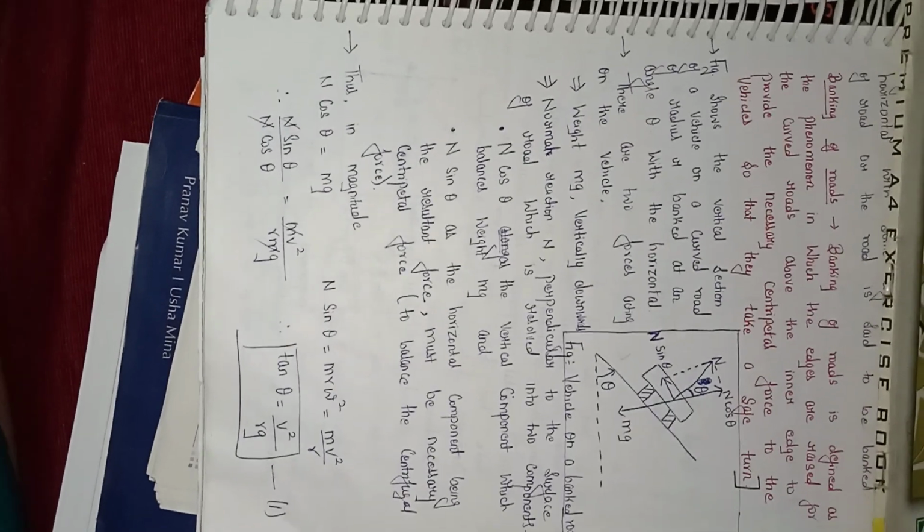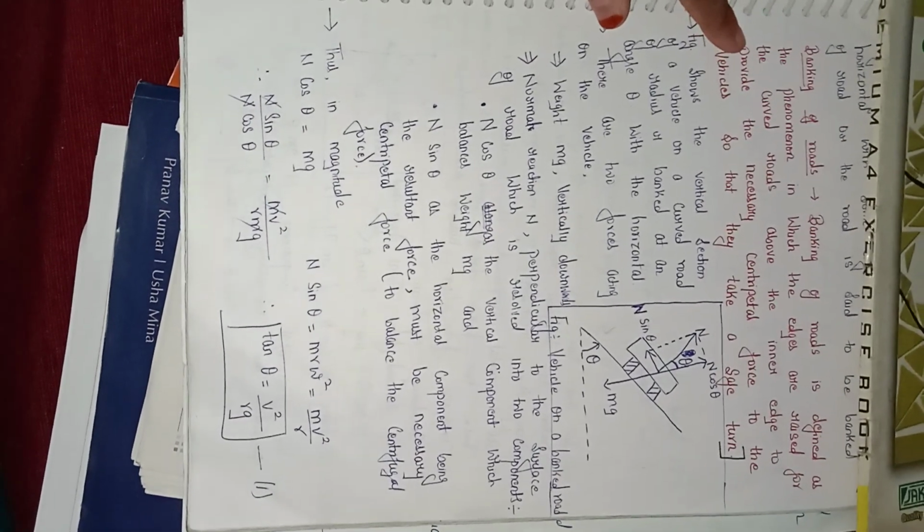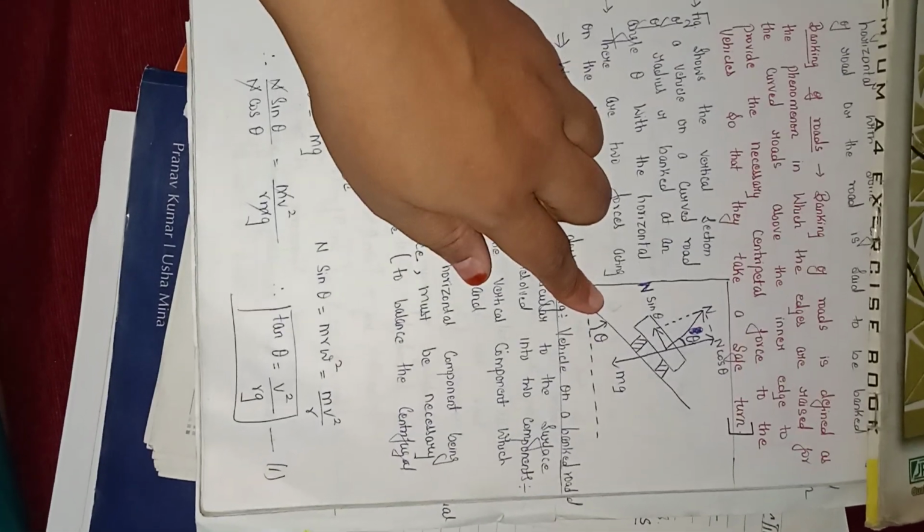Now this is the second derivation, which is the vehicle along a banked road. So this is the definition of banking of roads. You must write this definition in this derivation. Again, the diagram part. This is the diagram of a vehicle on a banked road.